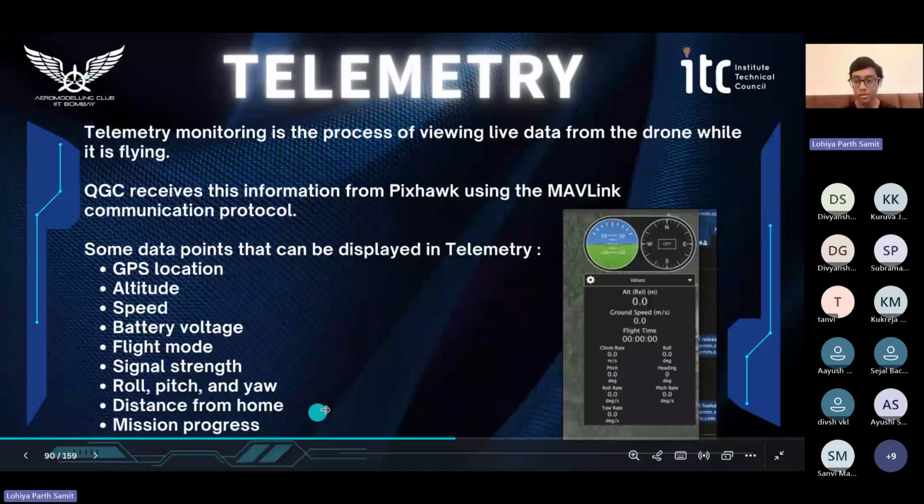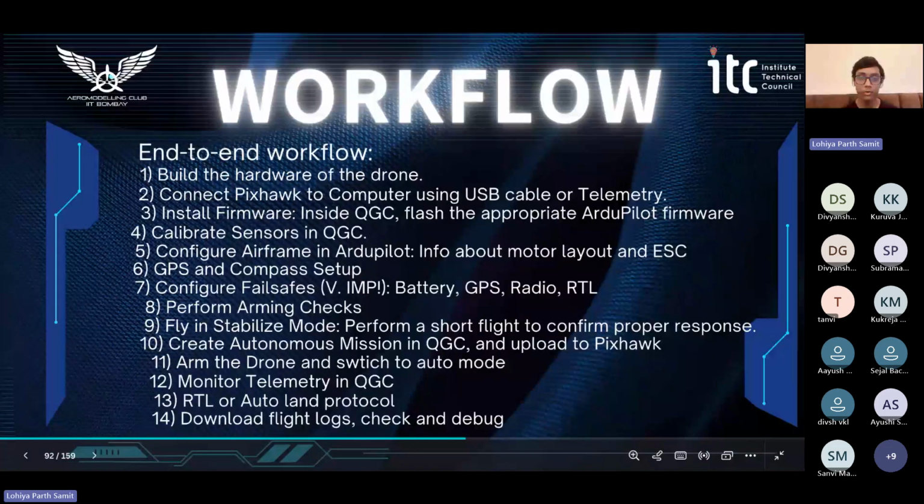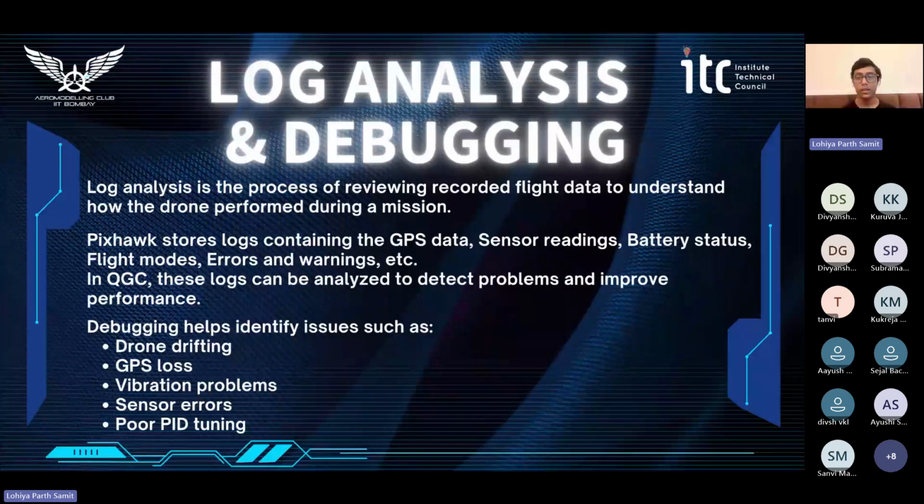Moving ahead, we have the log analysis and debugging. So log analysis is the process of reviewing the recorded flight data, that is reviewing our telemetry data to understand how the drone performed during a specific mission. Pixhawk stores this log data and it contains data from the GPS, the sensors, the battery status, the flight modes, errors, etc. In QGC, these logs can be analyzed to detect problems and improve performance.